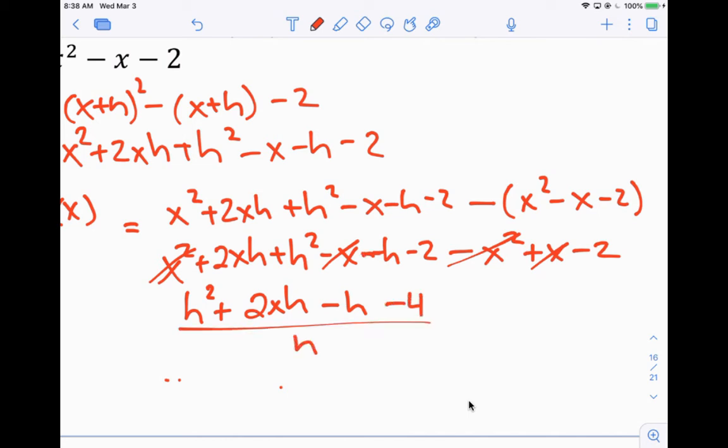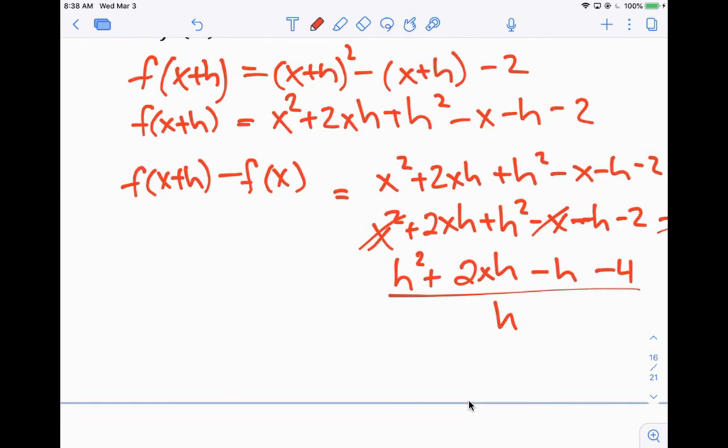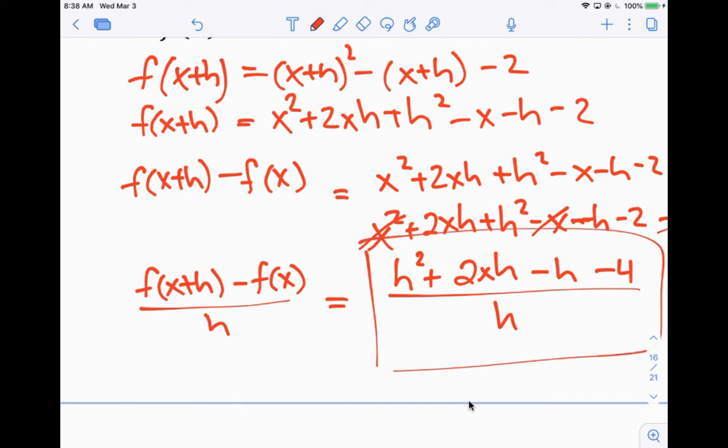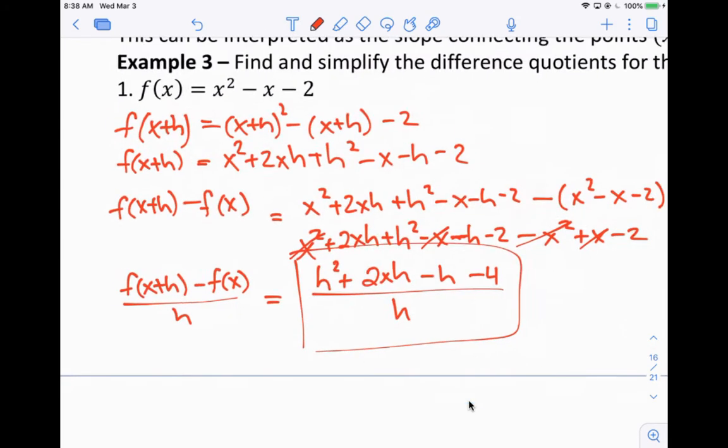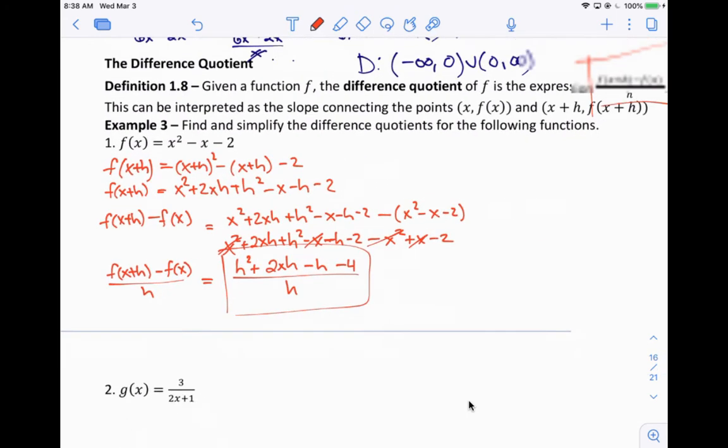Now, unfortunately, that last thing doesn't have an h in it. Otherwise, I could factor out an h, but I can't. And so my difference quotient, f of x plus h minus f of x over h, is equal to this function right here. If I did know an h, I could plug it in and I could find that number.